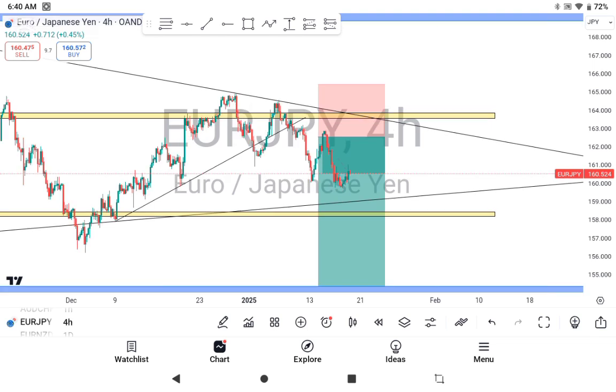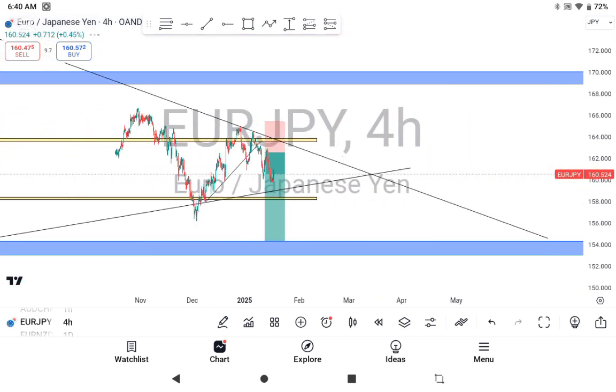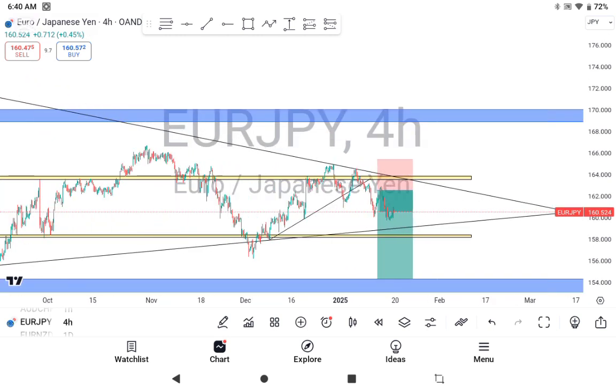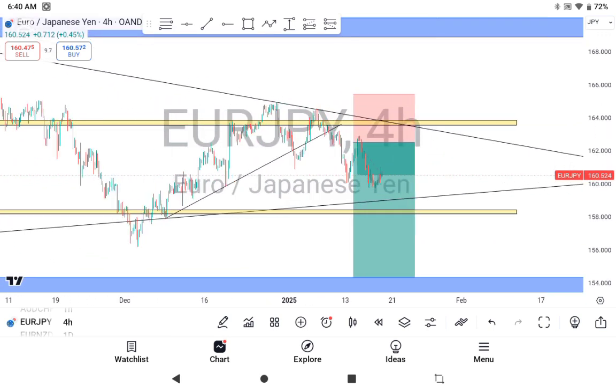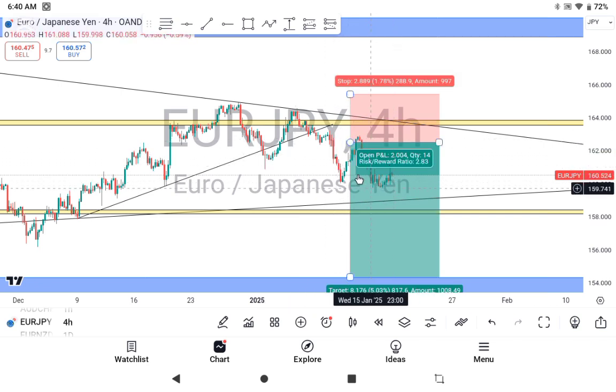Now on the 4 hour time frame, I'm trying to adjust the screen. Now on the 4 hour time frame, we can see what is currently on the daily time frame. On the 4 hour time frame, we see it in detail.